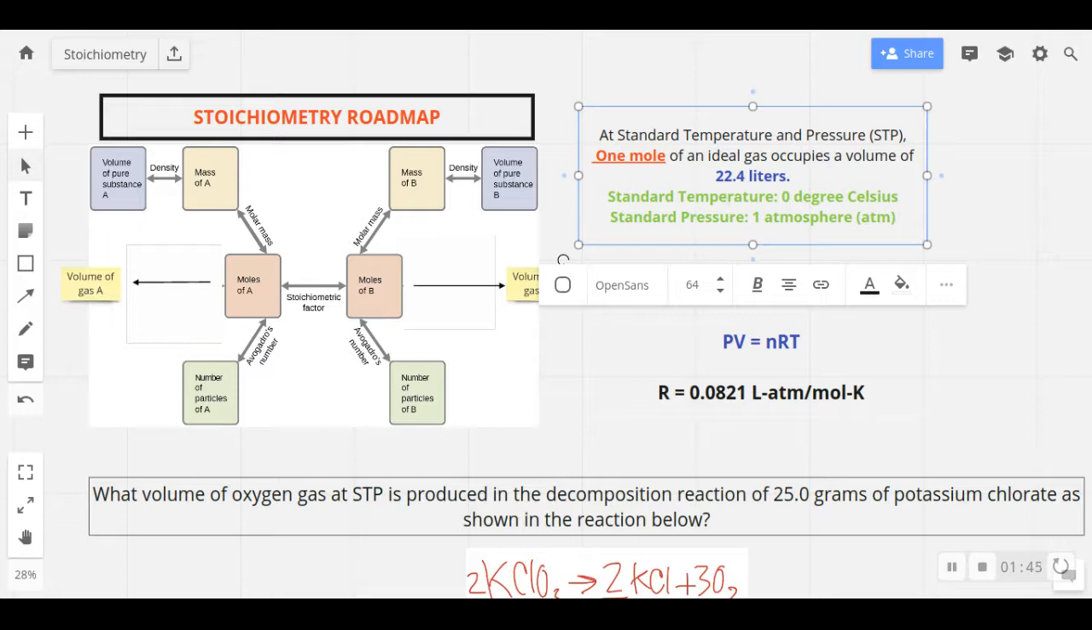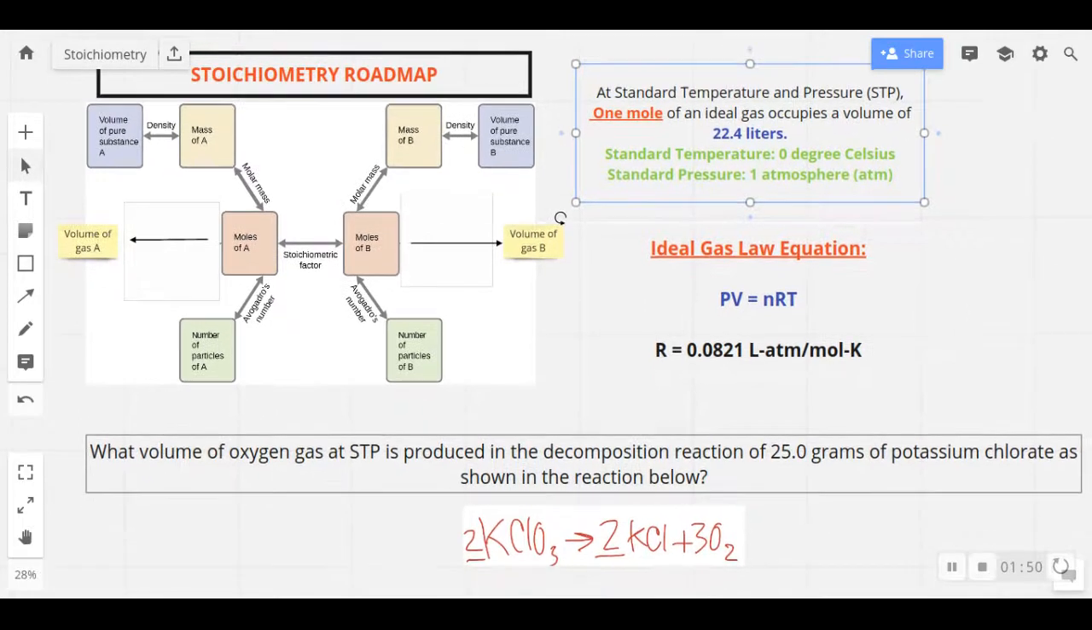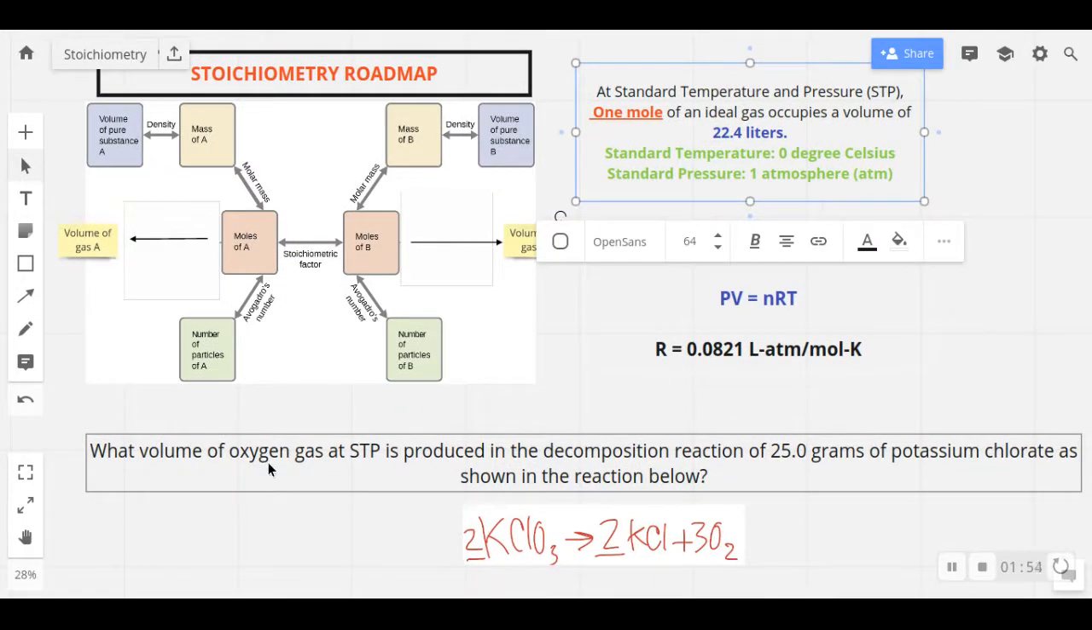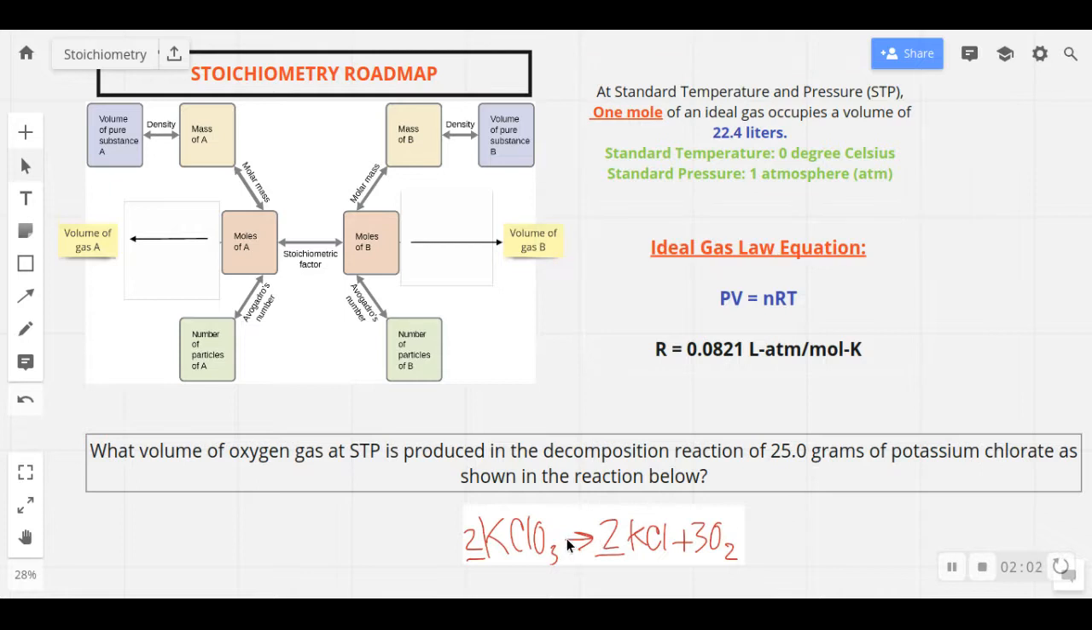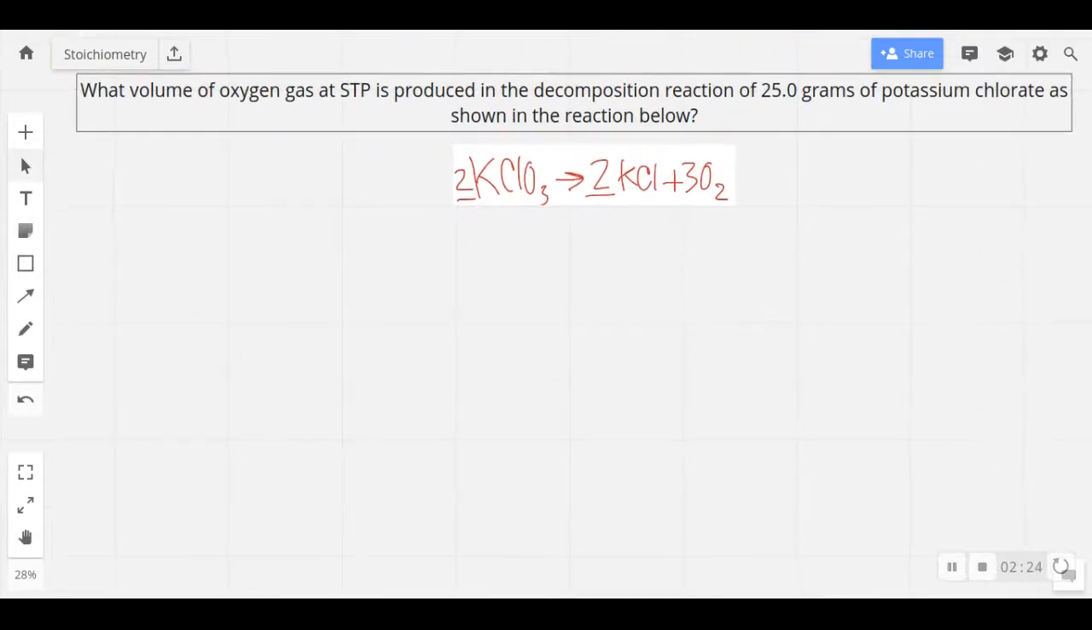Now let's apply it to the second problem here about the decomposition of potassium chlorate. It says here, what volume of oxygen gas at STP is produced in the decomposition reaction of 25 grams of potassium chlorate as shown in the reaction here. You notice that in the given equation, the potassium chlorate decomposition is already balanced, so we don't have to worry about that. Now, it says that it is at STP, so it's better that we put all the given variables so that it will be clear to us. We're given STP and 25 grams of potassium chlorate, and then you are asked for the volume of your oxygen gas.